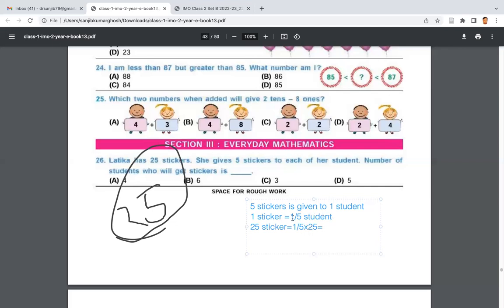See, this 1/5, we are writing it as it is here. Then we are multiplying it by 25. So 1 into 25 is how much, Shuanshu? 25. Excellent. Now tell me, divided by 5. So 25 divided by 5 is how much? 5. Excellent. So what is the answer, Shuanshu? 5 students. Have you understood this sum? Is it clear to you? Very good. Now we will move to the next one.